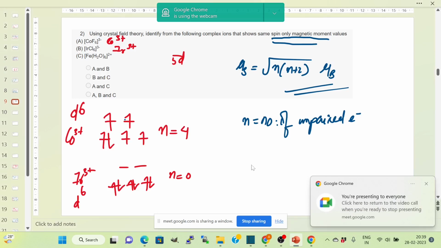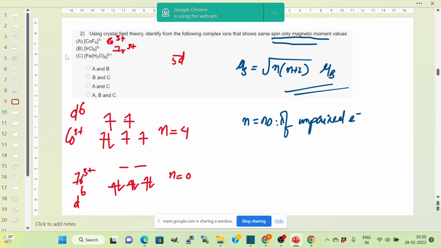Right? Now we will look at C, which is Fe(H2O)6 2 plus. This is in the Fe 2 plus state. Fe 2 plus has d6 electrons, and it is t2g eg splitting because it is octahedral, and H2O is a weak field ligand, so there is no pairing. 1, 2, 3, 4, 5, 6. So the number of unpaired electrons here is also 4.